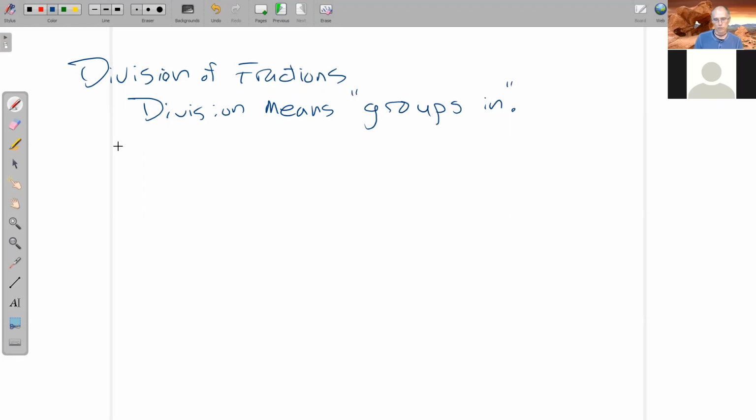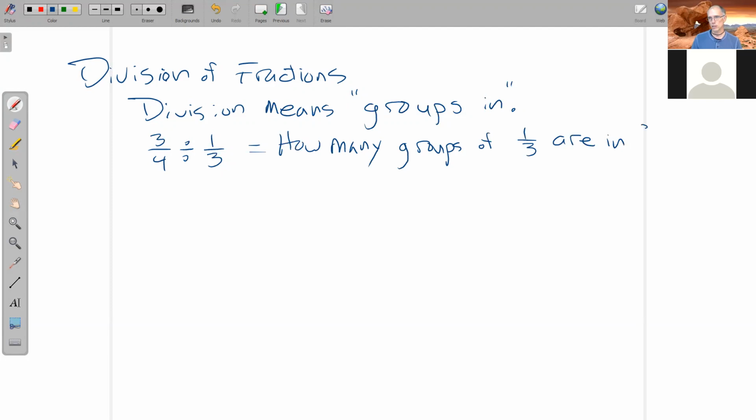And so let's take, for example, how about 3/4 divided by 1/3. And so what does that mean? That would mean how many groups of 1/3 are in 3/4, right? Because the 1/3 is going into 3/4.